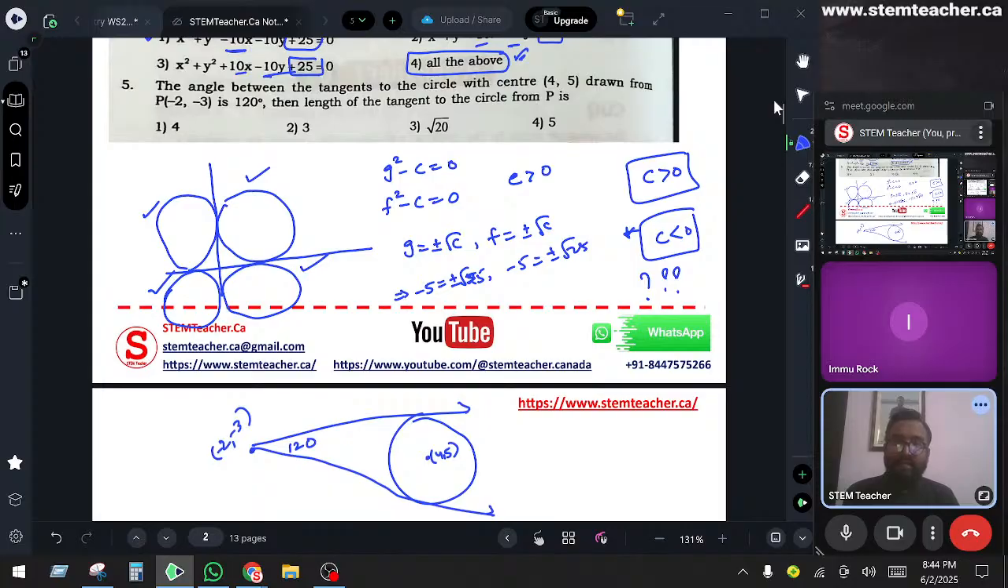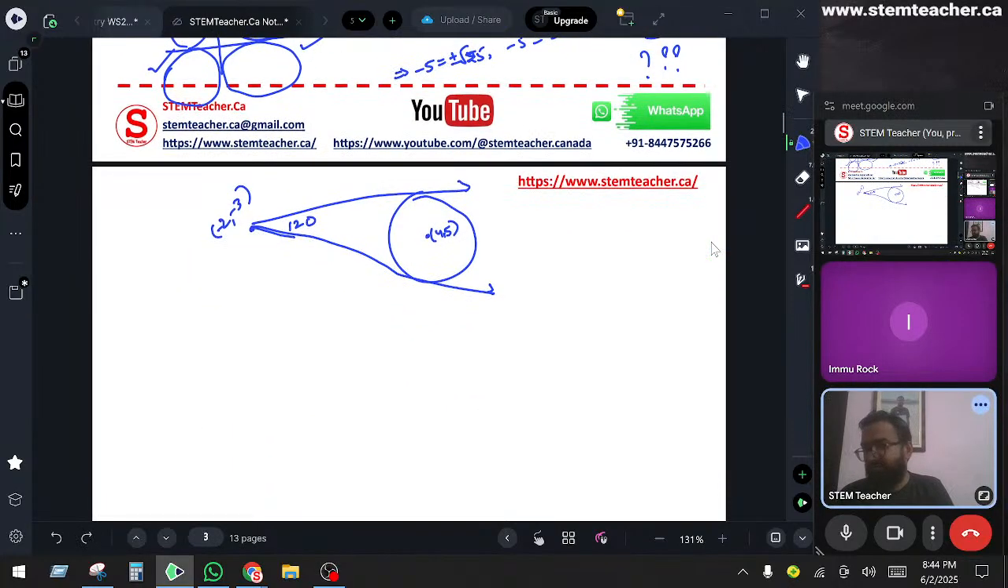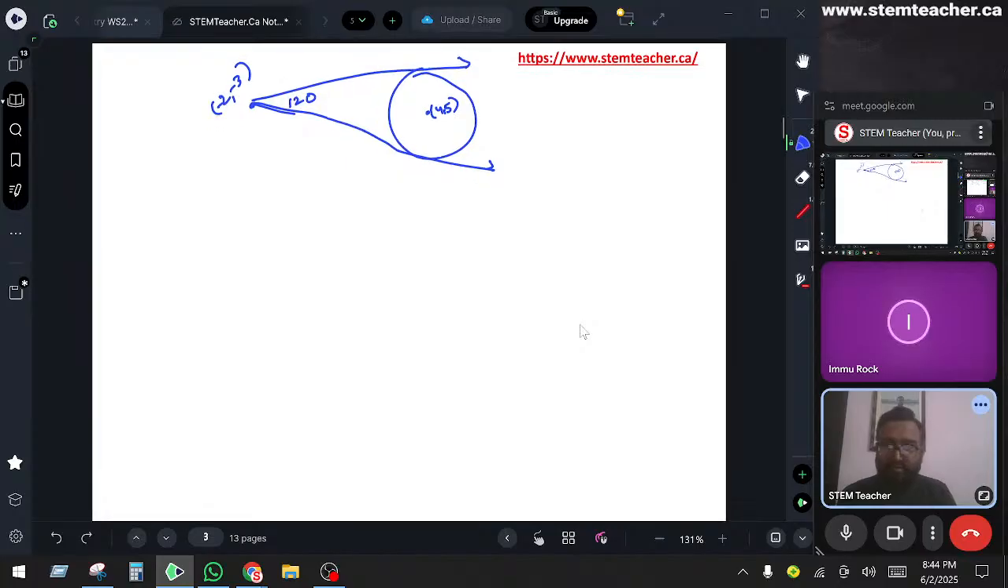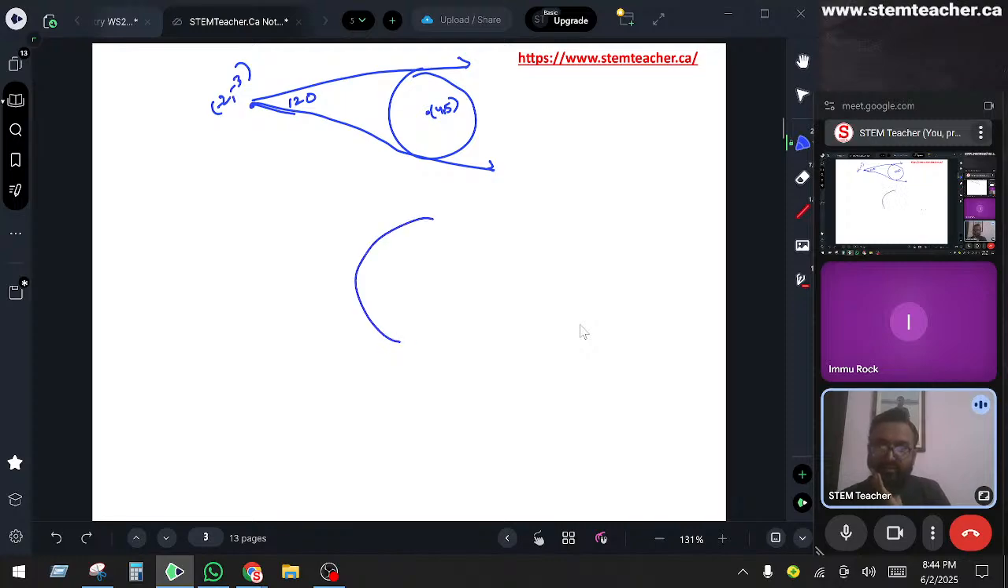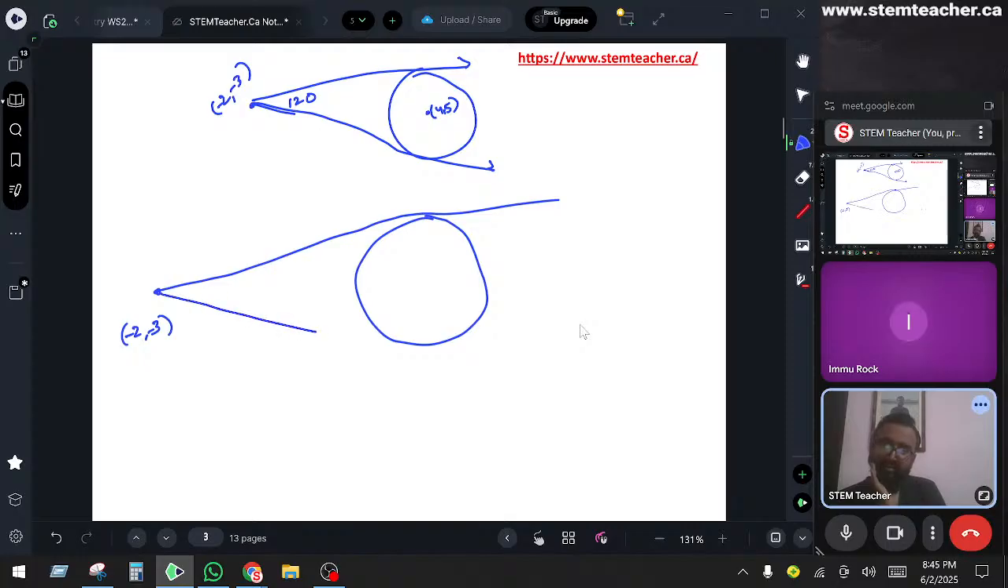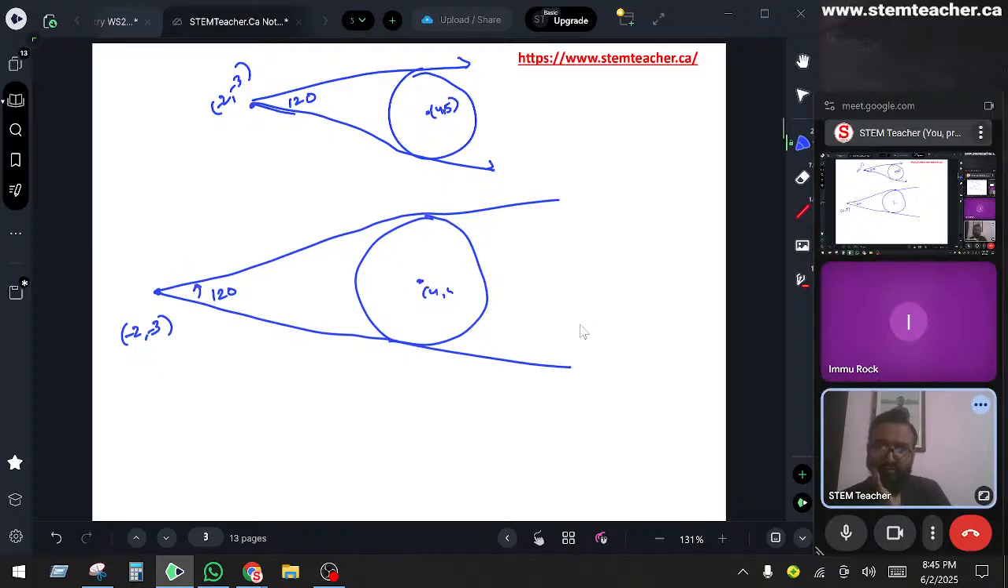Then find the length of the tangent. How do I find this out? I have written all the information. I will redraw the circle and the diagram. This is the point -2,-3. This is a tangent, this is another tangent. This is 120. This is the point 4,5. He is asking for this distance.